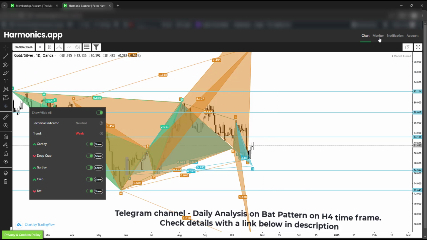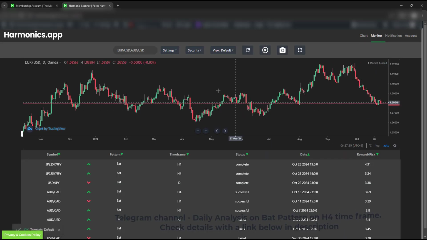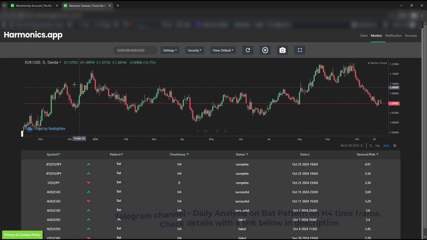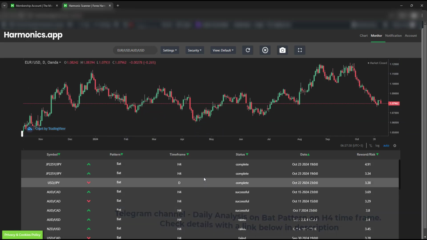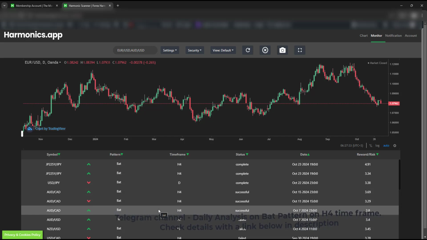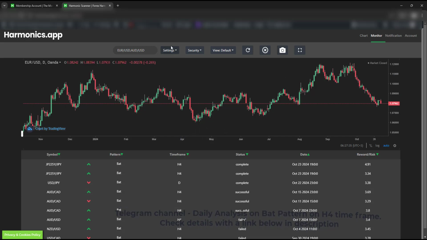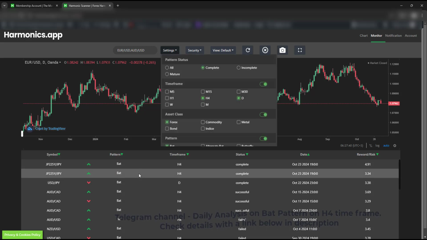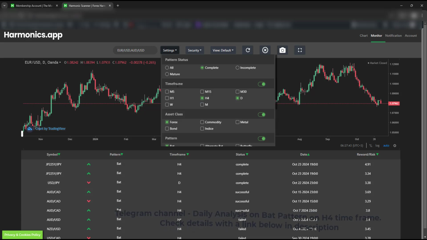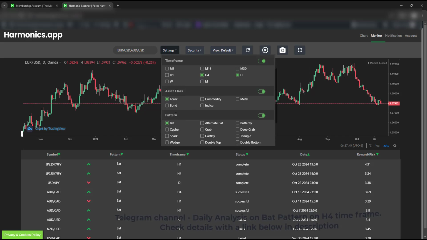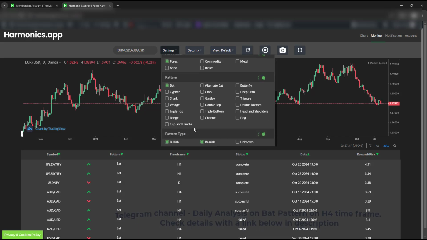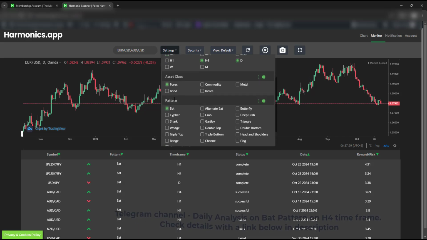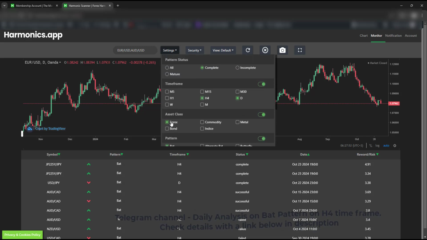Then moving forward, we have a monitor tab where we have the chart for the symbol which you have selected. In this case it is EURUSD, and we have a table below that with details that you can also filter. Here inside the settings you can select which pattern status you want to be populated in this table. Then you have a time frame, and then you have asset classes, patterns, and also a pattern type. So in this case I have used the bad pattern for only forex symbols on the 4-hour time frame and the daily time frame, and to have only complete patterns.